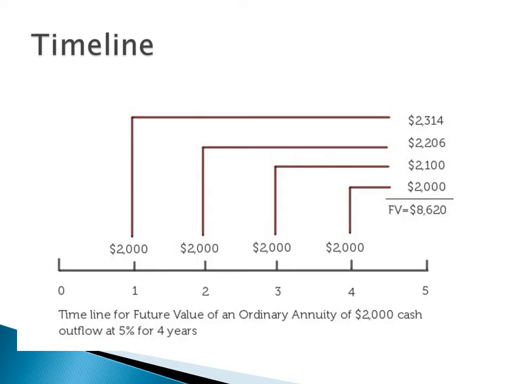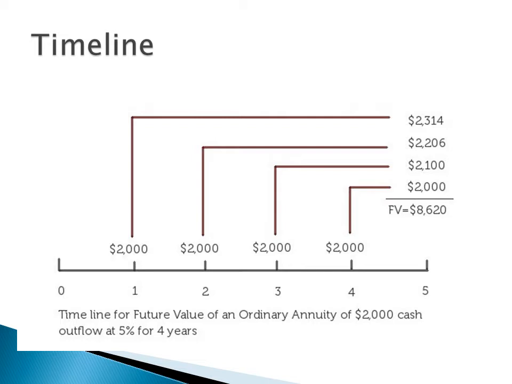Here's a diagram. It shows you the future value of an ordinary annuity of $2,000 over a 4-year period at 5% interest. You're looking and you might ask the question, why was there more interest after year 1 than there is on year 4?